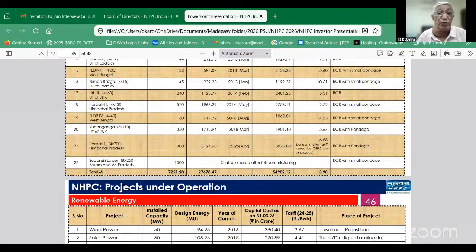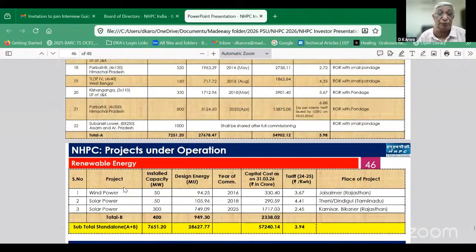In April 2025, Parbati 2 unit, 800 megawatt in Himachal Pradesh, right? The data related to Subansiri Lower project in Assam and Arunachal Pradesh, with a total capacity of 1000 megawatt, has not been shared. It will be shared after full commissioning of the project. It is under commissioning, right?